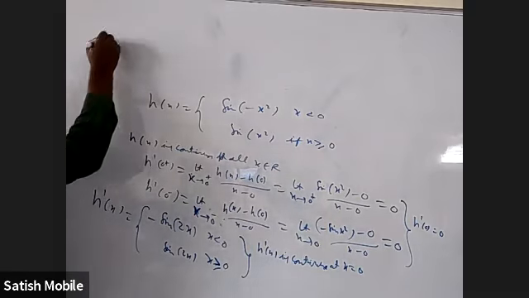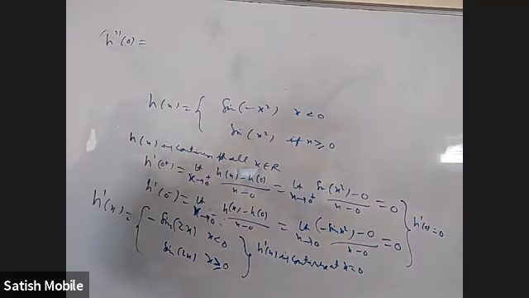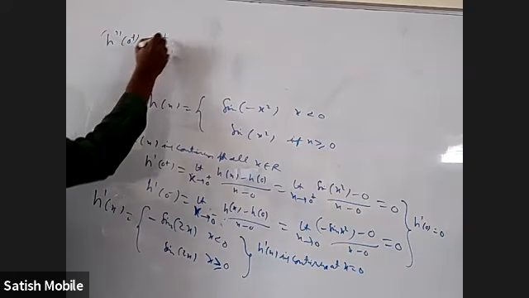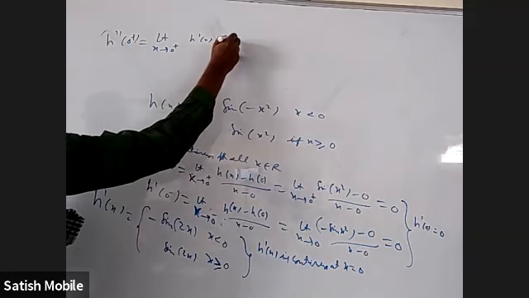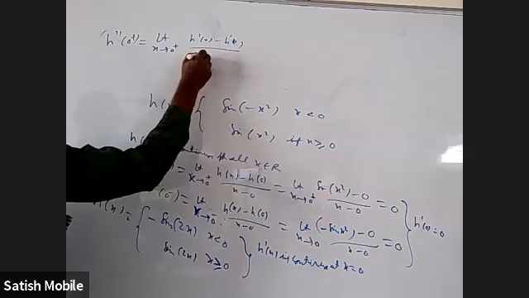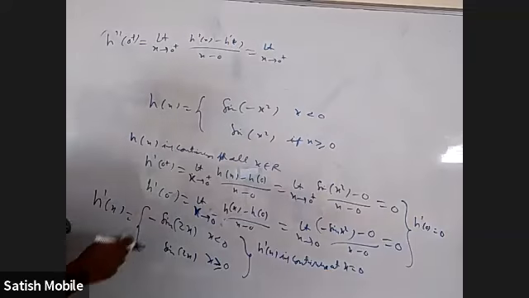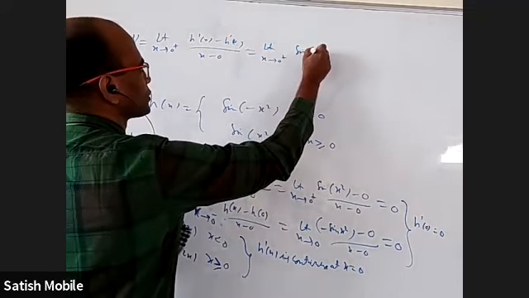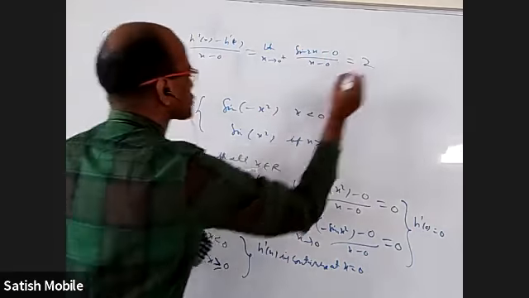If somebody wants h double dash 0 plus, the right-hand second derivative, it is the limit as x tends to 0 plus of (h dash x minus h dash 0) by (x minus 0). That is the limit as x tends to 0 plus, where the derivative is sine 2x, of (sine 2x minus 0) by (x minus 0). Sine 2x by x, the limit is 2.